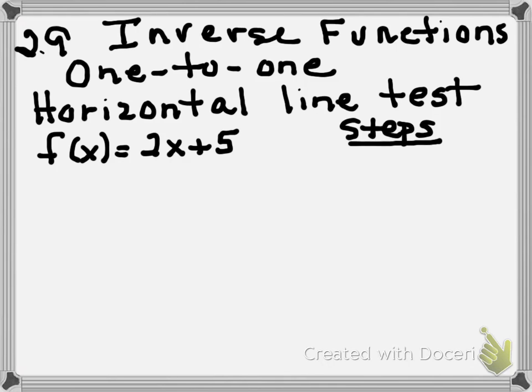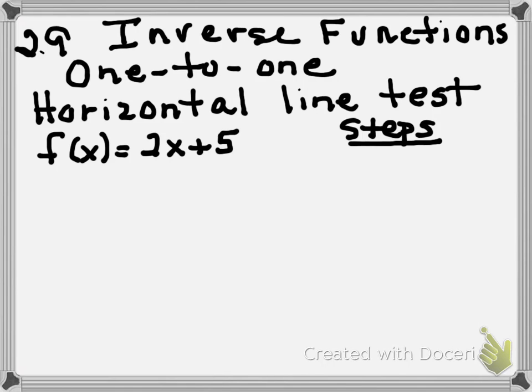Now for a graph or a relation to be a function, it has to pass the vertical line test: a vertical line passing through the graph exactly once. For the inverse to exist, it passes the vertical line test to be a function, but now it must also pass the horizontal line test. That is, every horizontal line will intersect the graph no more than once.